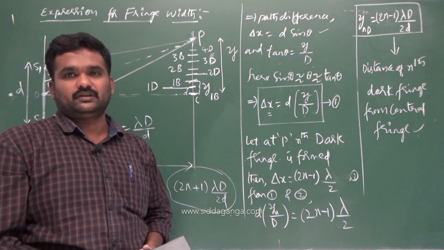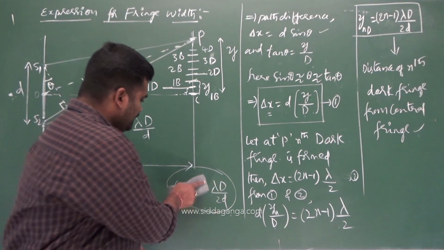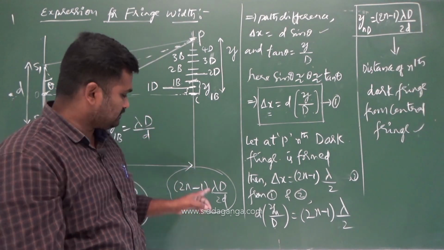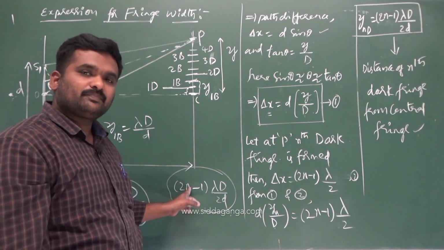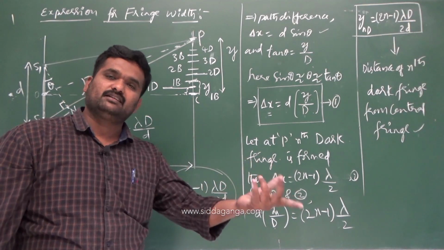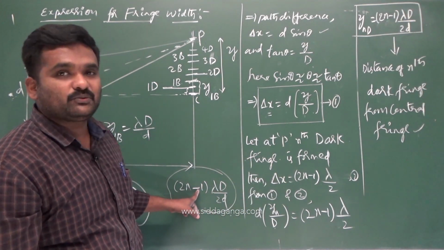Confusion will arise for you. Instead of that, if you take minus 1, there is no variation between n and which dark it is: the nth dark is n. If you substitute n, you will get that nth dark fringe using the formula 2n minus 1.